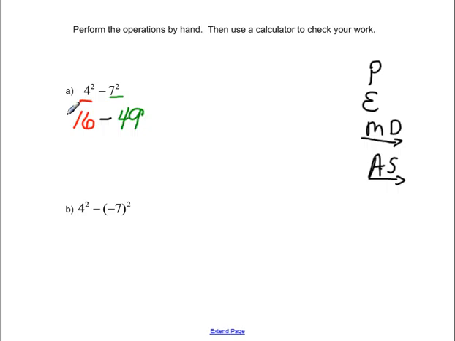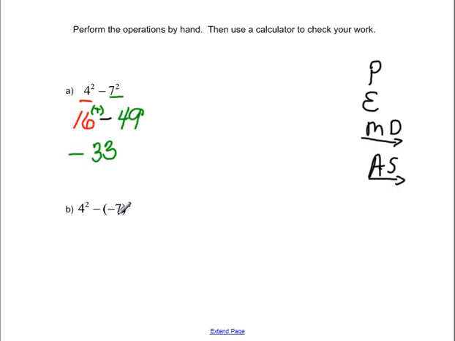Well, I can see this is a positive 16 combined with a negative 49. So this is like 16 plus a negative 49. Because the signs are different, we want to take the difference, which would give me 33 if I subtract those two. And I'm going to keep the sign of the larger one, which was the 49. So my final answer would be negative 33.